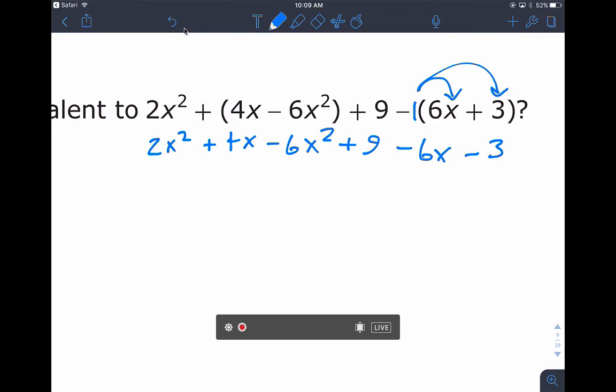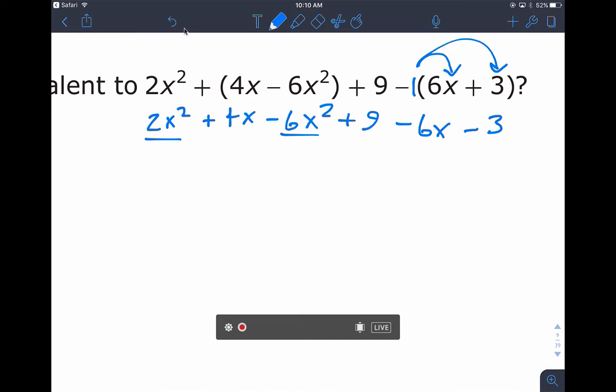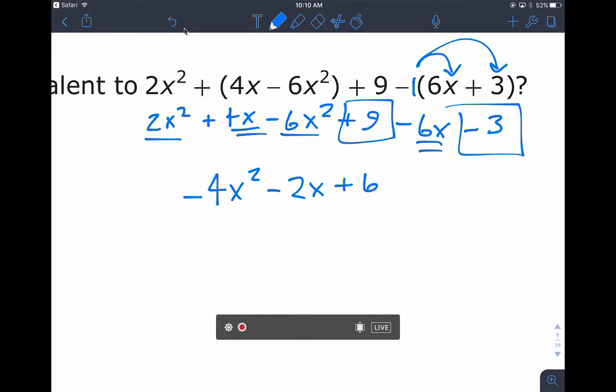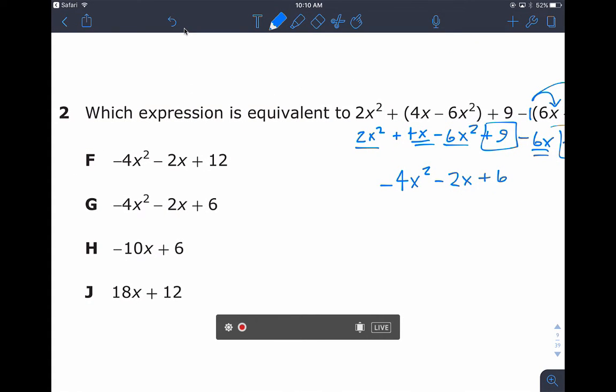That means x squareds with other x squareds, regular x's with regular x's, and then the regular numbers without any variables. We call those constants, so constants with other constants. I'll start out with the x squareds. Looks like I got 2x squared and negative 6x squared. When I simplify that, that'll be negative 4x squared. The regular x's: we got 4x and then minus 6x. When you add those up, you get negative 2x. Last but not least, you got 9 and negative 3. When you combine those, you got plus 6. And looks like option G here is our best answer.